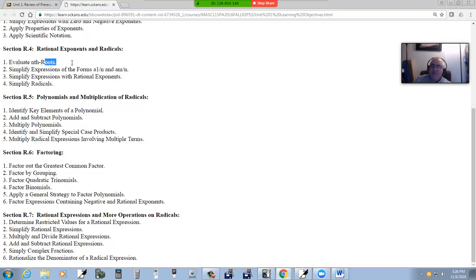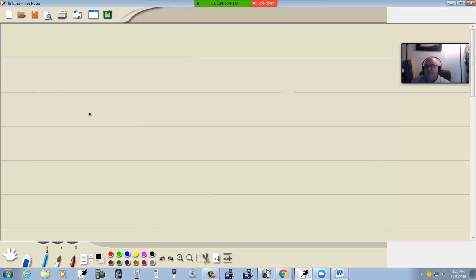That's evaluating nth roots. Now, simplifying expressions of the form, let's see what in the world that's referring to. That'd be like if you had 16 to the 1/2 power. This is called fractional power form, also known as rational exponents. Rational means single fraction.